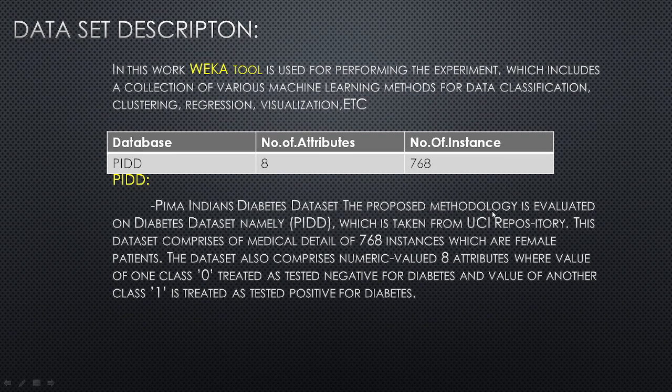The proposed methodology is evaluated on a diabetes dataset, namely PIDD, which is taken from the UCI repository. This dataset comprises medical details of 768 instances, which are female patients. The dataset also comprises 8 numeric valued attributes, where the value of one class, 0, is treated as tested negative for diabetes, and the value of another class, 1, is treated as tested positive for diabetes.